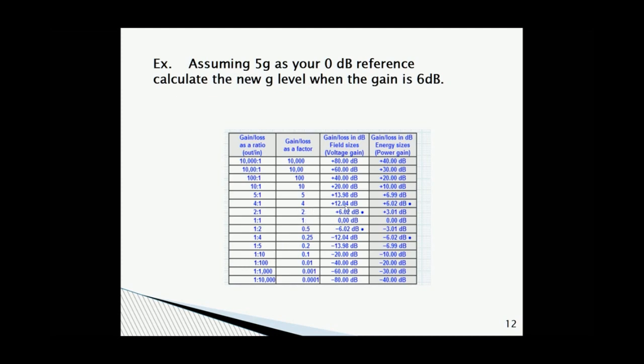And then you have 12.04 dB with a power factor of 4. So if you had a 12 dB increase from 5 Gs, your input reference, you would have a 20 G response. But as you can see, this table is a quick reference cheat sheet for finding what your power factor is and for finding what your response or your increase in acceleration is for your vibe test based on the dB value that you have.